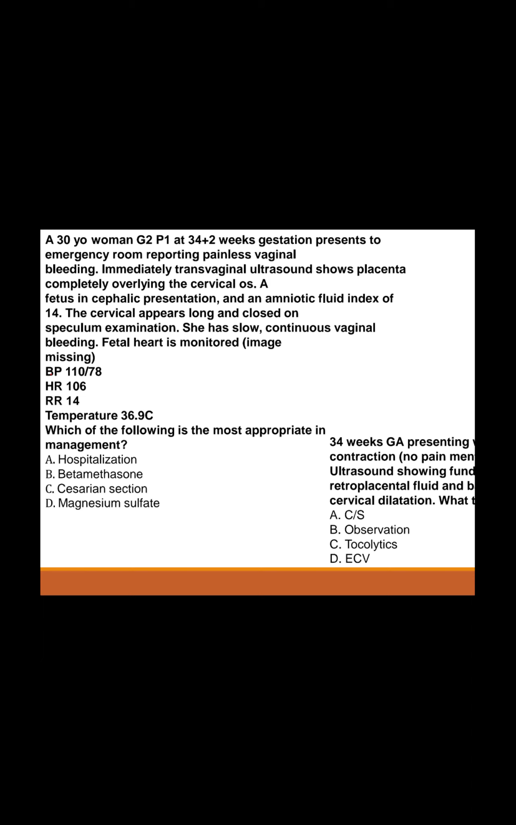The cervix appears long and closed on speculum examination. She has slow, continuous vaginal bleeding. Fetal heart is monitored. BP is 110 by 78. Heart rate is 106. Respiratory rate is 14. Temperature is 36. Now, which of the following is the most appropriate management? Hospitalization, betamethasone, cesarean section, or magnesium sulfate.